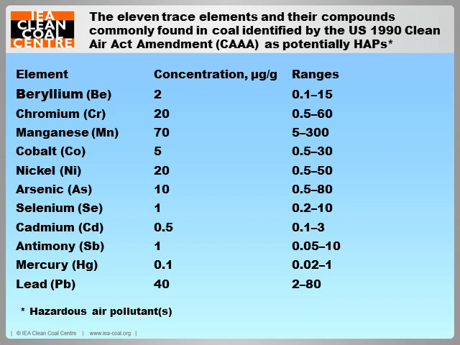In the USA, the Clean Air Act amendments of 1990 identified 11 trace elements and their compounds commonly found in coal as potentially hazardous air pollutants. The emphasis on introducing trace element legislation began with mercury control. The 1990 Clean Air Act amendments required the U.S. Environmental Protection Agency to conduct an assessment of health and environmental effects posed by the emission of a range of trace elements from coal-fired power plants. Prior to the 1990 amendment, there were few data available on trace element concentrations and behavior in the combustion system.